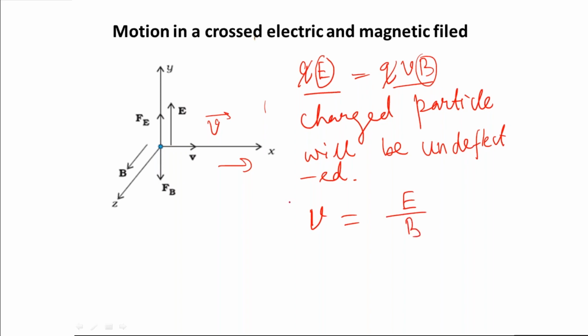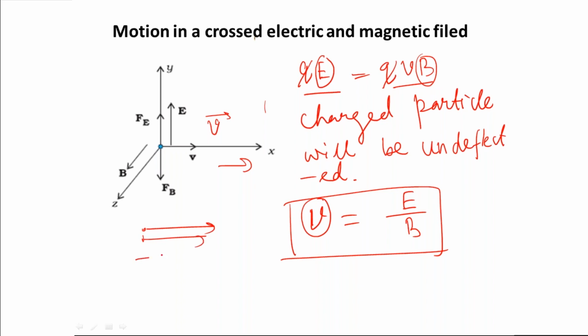Suppose you have a beam of particles. A beam of particles means there are many particles, and obviously all particles do not have the same velocity. Suppose v1, v2, v3, etc. And if I have crossed electric and magnetic fields in this region, and I adjust the electric and magnetic fields in such a way that some velocity will not be deflected. So E by B, this ratio, becomes equal to some velocity.